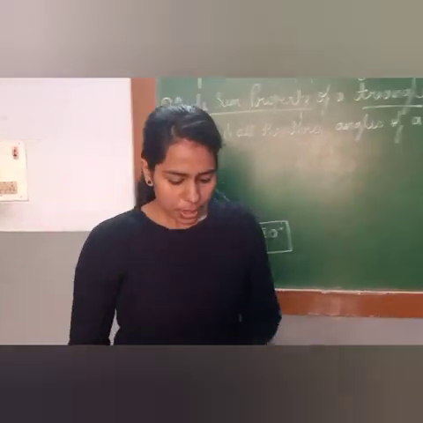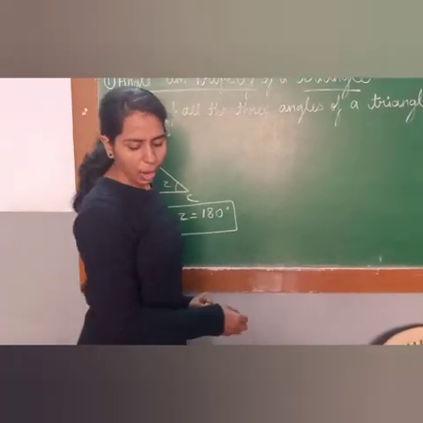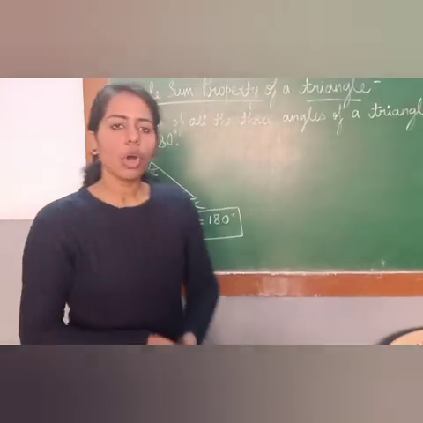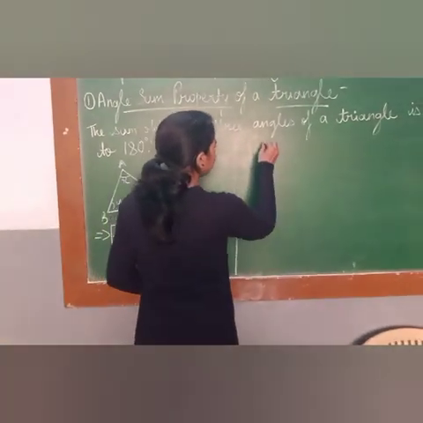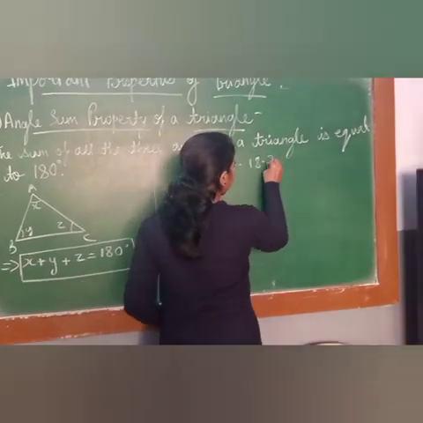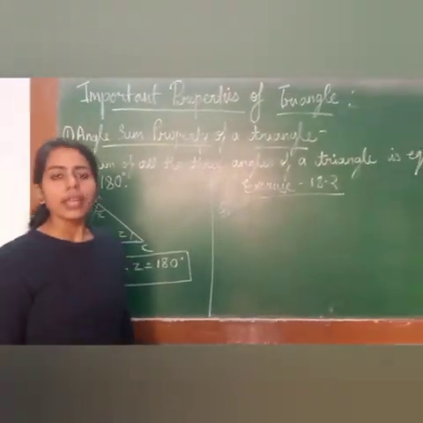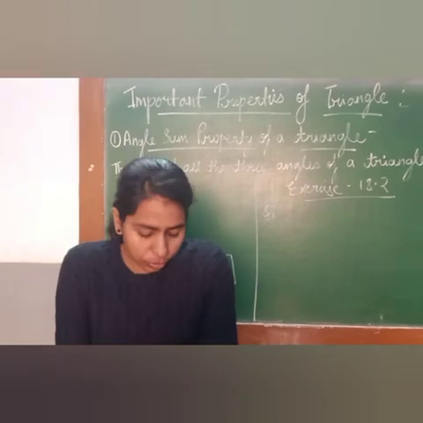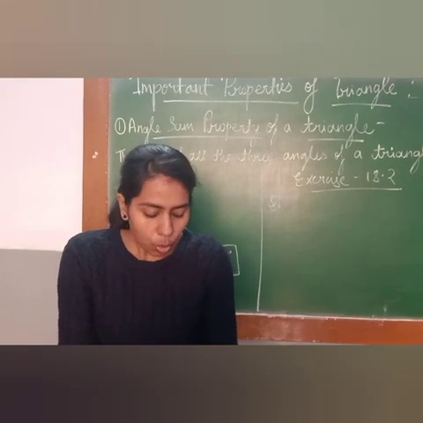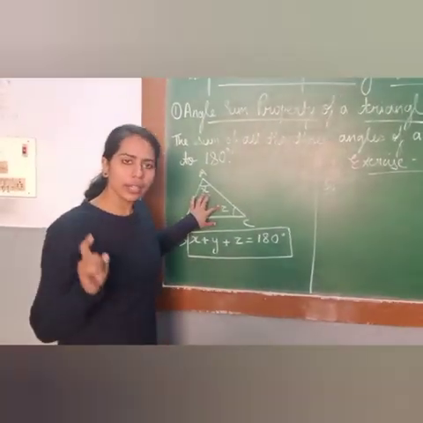Now let's see an example for this. Okay, I want you all to come to exercise 18.2, and it's question number 1. I want you all to come to question number 1. Your question number 1 is saying, find the measure of the third angle if the measures of two angles of a triangle are given. Now, students, in this question, the third angle you have to find. Two of the angles of a triangle are given to you.